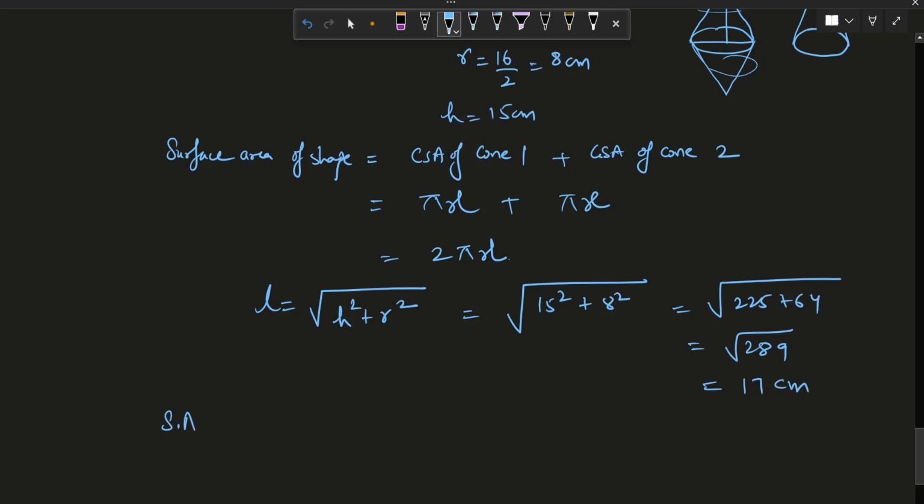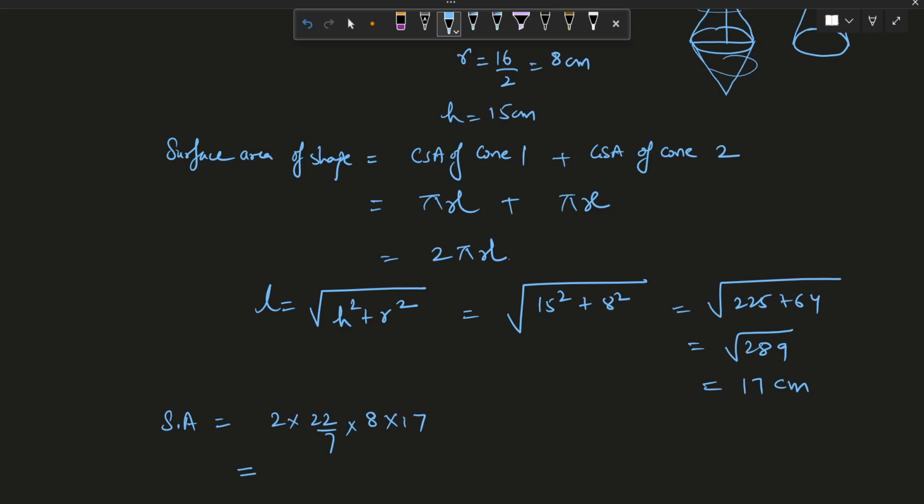Put it in the value. So surface area will be how much? 2 into. You can use pi as 3.14 also here or 22 by 7 here, whatever given in the question. में कुछ नहीं given है तो we'll use 22 by 7 because cancellation कुछ नहीं हो रहा है यहाँ पे. Yes, 8 into 17. So what will be the answer when we calculate? You have to multiply everything over here.